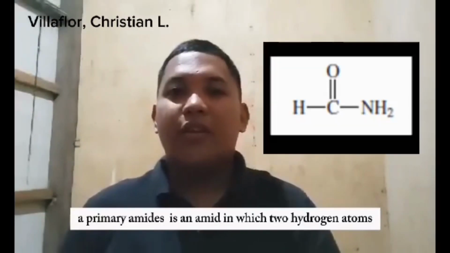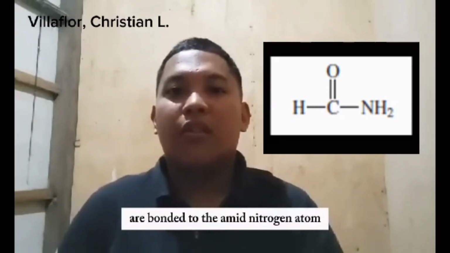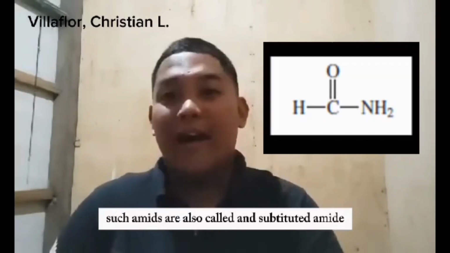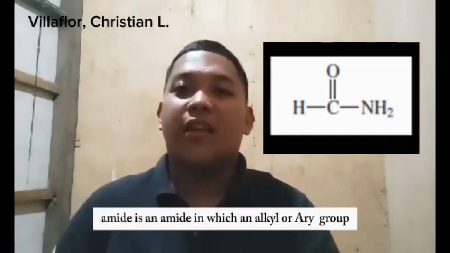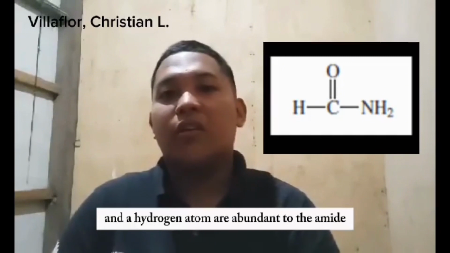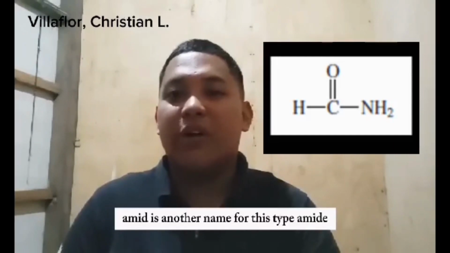A primary amide is an amide in which 2 hydrogen atoms are bonded to the amide nitrogen atom. Such amides are also called unsubstituted amides. A secondary amide is an amide in which an alkyl or aryl group and a hydrogen atom are bonded to the amide nitrogen atom. Monosubstituted amide is another name for this type of amide.